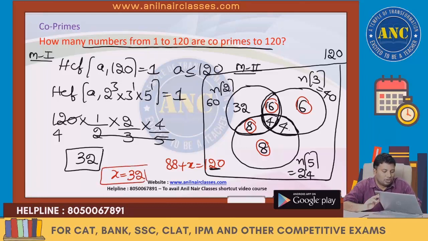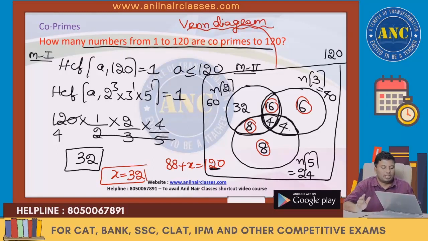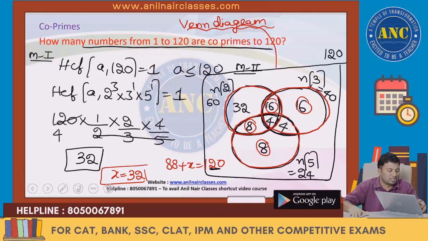You can also do it by using the Venn diagram approach. What is a Venn diagram? First I have drawn a circle which are multiples of 2. Then I have drawn a circle which are multiples of 3. Then I have drawn a circle which are multiples of 5. How many multiples of 2 are there till 120? 2 60s are 120. So I wrote 60.